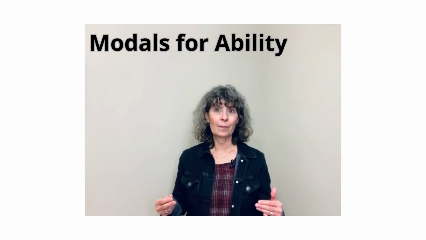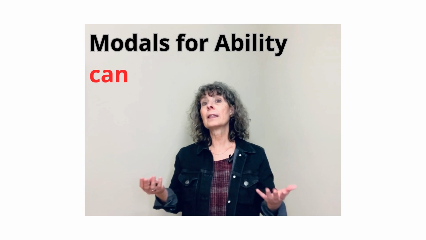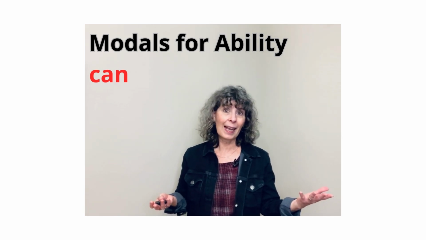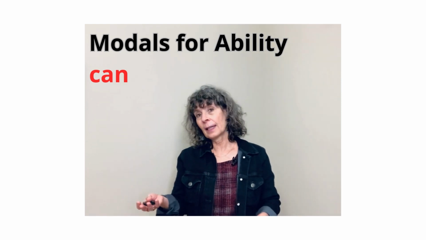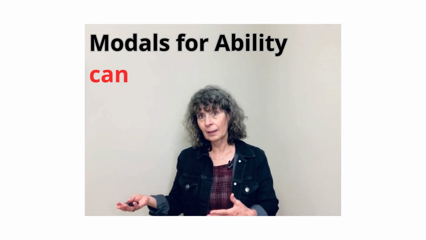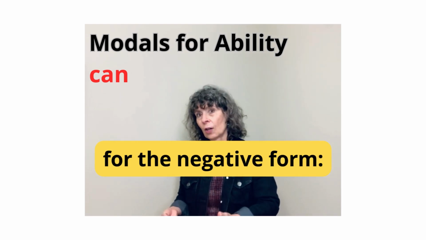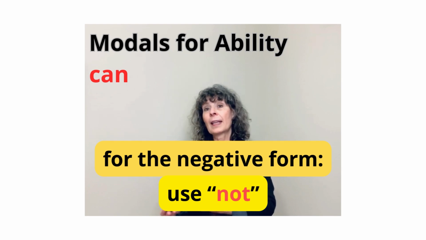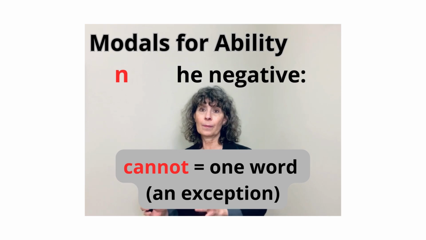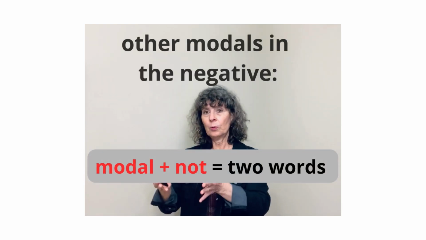Luckily, we have that. So, coming back to ability with can. And you can see the difference between the positive or affirmative sentence, can swim, and the sentence at the negative form, cannot or can't swim. The negative form takes a not. Now with cannot, it's one word, cannot or can't. But most other modals have two words.